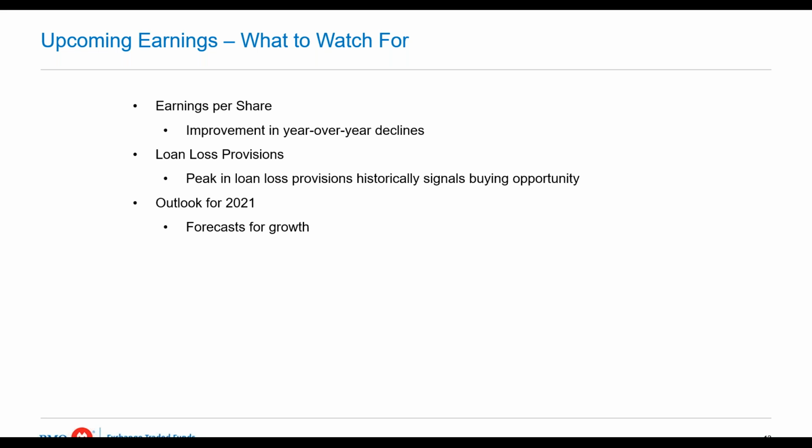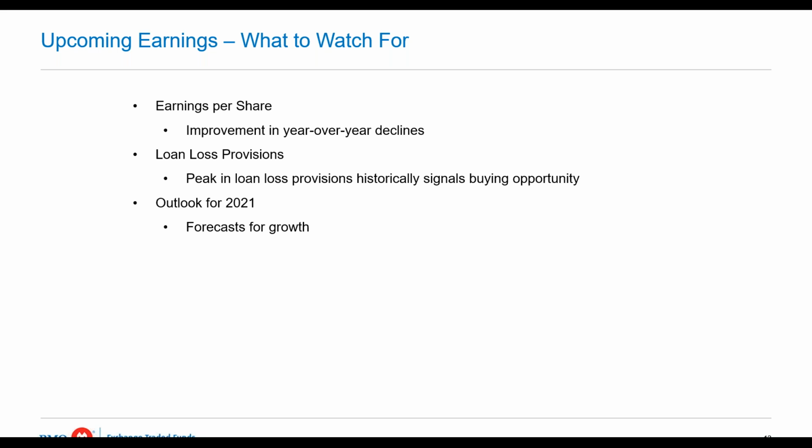Similarly, the other thing we want to look at is those loan loss provisions. As I mentioned previously, banks obviously have exposure to a wide variety of commercial loans, and they put in what are called PCLs, or provisions for credit losses, and that's their estimate of how many of those loans are going to go bad.